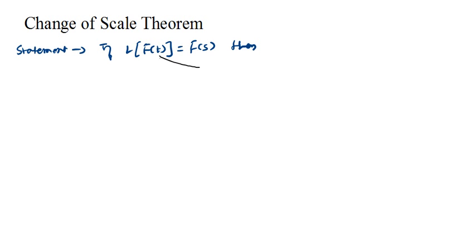After seeing the second shifting theorem, now we will see the change of scale theorem. We will write the statement first. The statement says, if L of f of t is known to us, that is f of s, suppose, then by the change of scale theorem we will change the scale of this t. Instead of t, we replace t by at. Then L of f of at will be equal to 1 by a f of s by a.